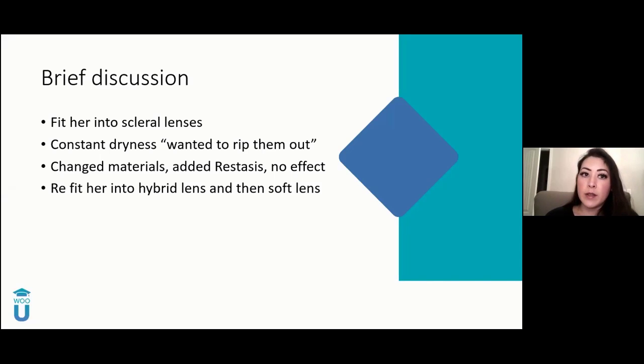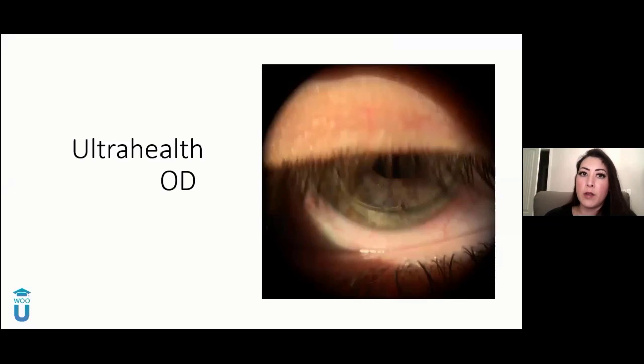We fit her into scleral lenses, but every time she came in, she told me, these are so dry, I just want to rip these out of my eye. I don't know what the problem is. We looked at the fit, it was perfect. The fluid layer was perfect. We tried changing the material of the scleral lens. We added hydropeg coating. We changed the filling solution. So we did basically everything that we could as far as a contact lens component. Still no effect. We also added in Restasis and some other lubricating drops, checked her in a month, really no change. So then we refit her into a hybrid lens and then ultimately a soft lens.